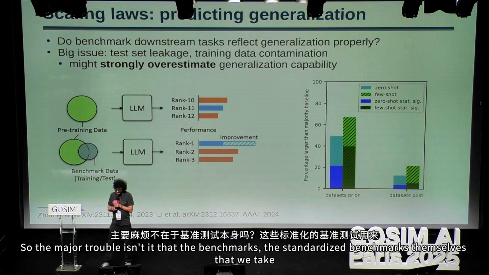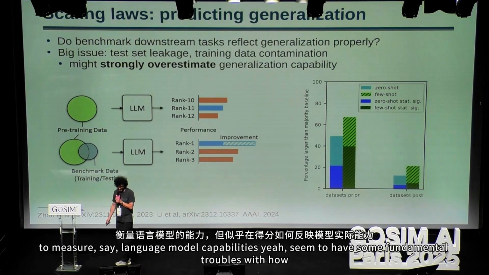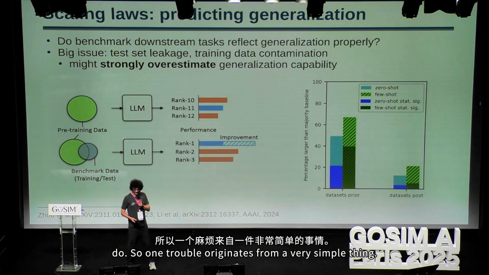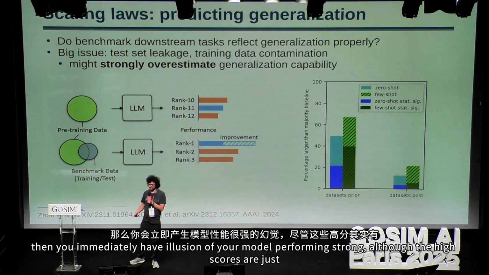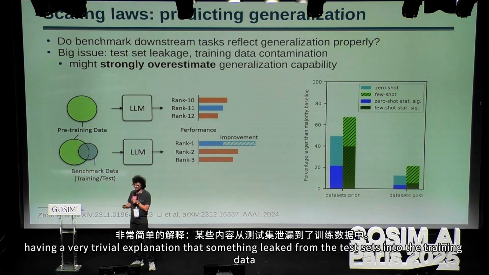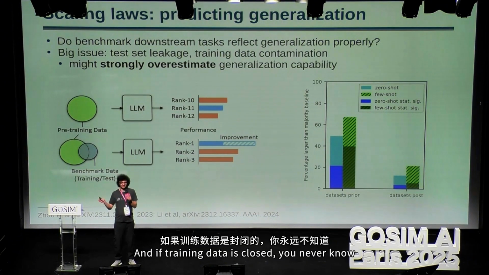So the major trouble is indeed that the standardized benchmarks themselves that we take to measure, say, language model capabilities seem to have some fundamental troubles with how the score reflects what the model can do. One trouble originates from a very simple thing. If you have so-called poisoning of the training data with the test, then you immediately have the illusion of your model performing strongly, although the high scores have a very trivial explanation: something leaked from the test sets into the training data. And if training data is closed, you never know.